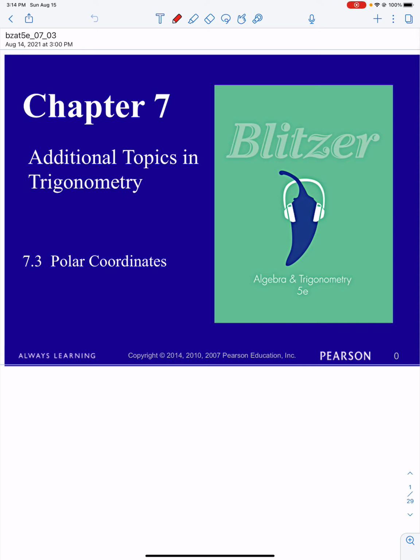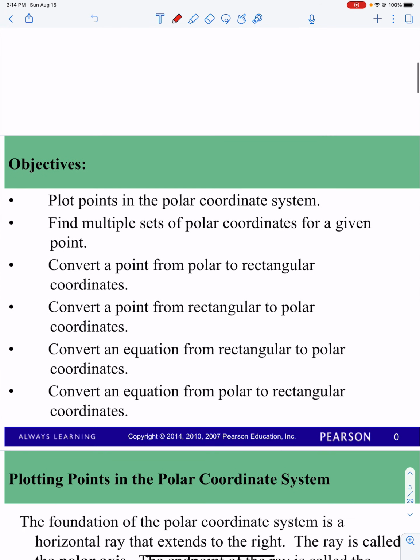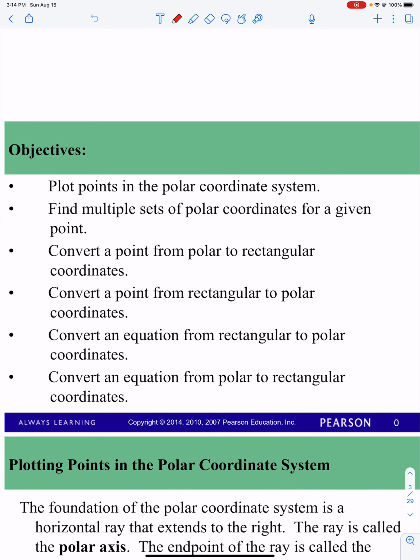Okay, so we will continue to talk about polar coordinates. We will plot points in the polar coordinate system, and we might find multiple sets of polar coordinates for a given point. We will convert polar to rectangular coordinates and rectangular to polar coordinates, and also convert equations from rectangular to polar and from polar to rectangular.